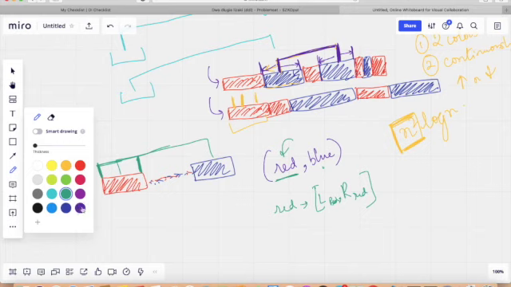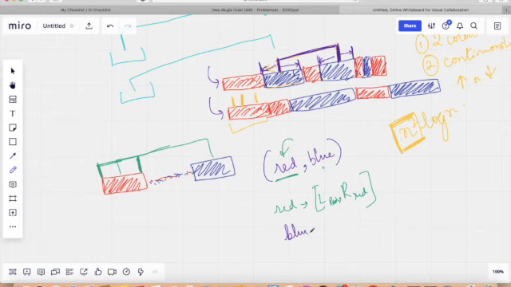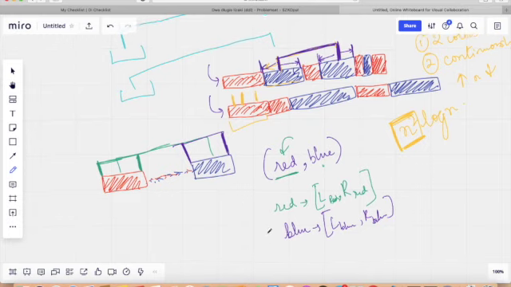For the blue thing also, we can have blue that will range from some L blue to some R blue. Note that L and R is basically the number of blue items that we have in our range. So L blue corresponds to this portion, R blue corresponds to kind of this portion. So what do we do with this information?